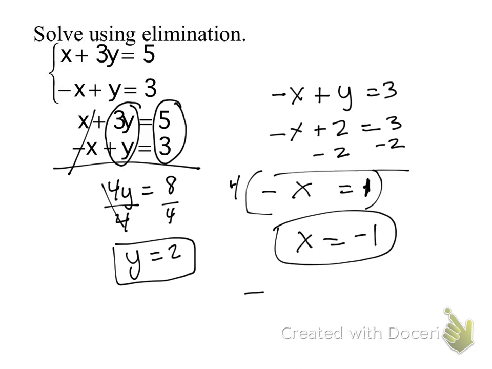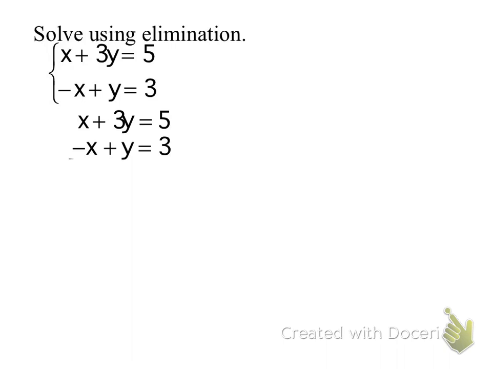So you end up with negative 1 comma 2. And you do need that. Oh, that doesn't go in braces. That goes in an ordered pair because it started with variables in an equation. So you do need it in that order. Okay, questions? All right, let's try the next one.